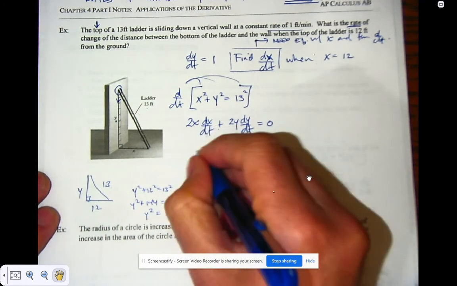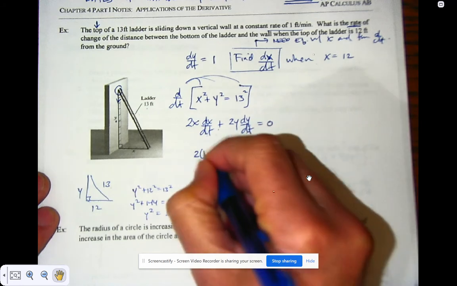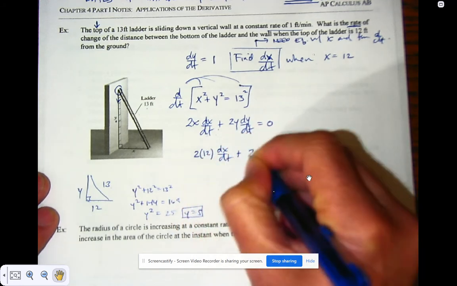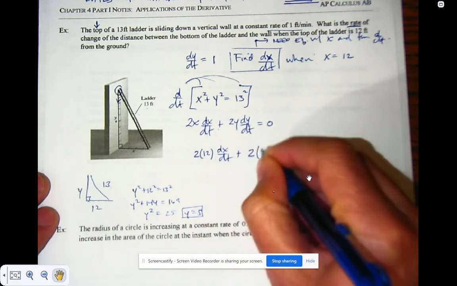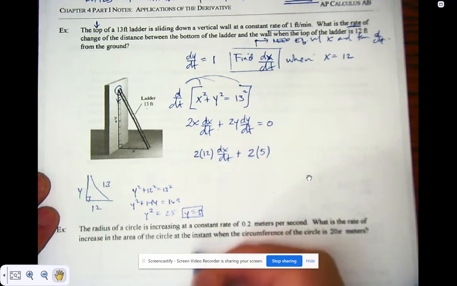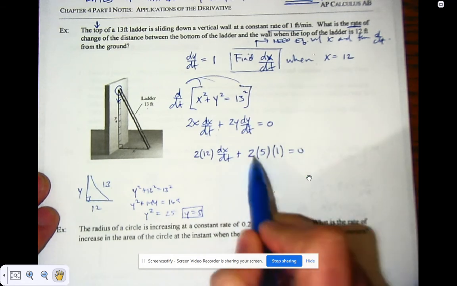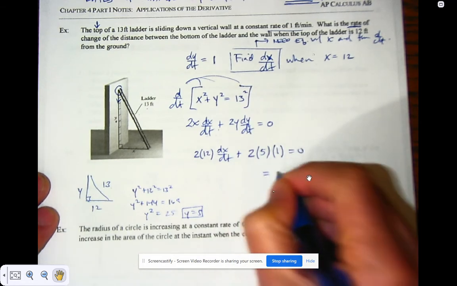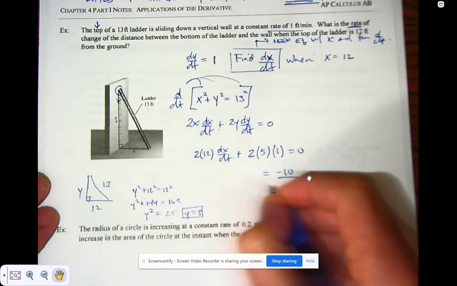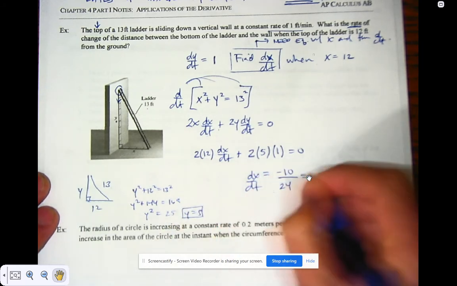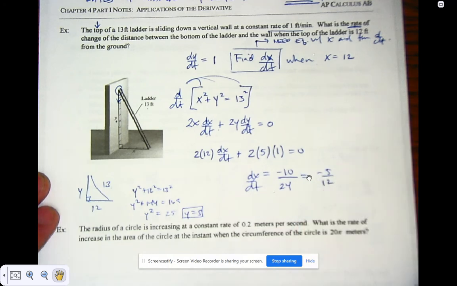So there's the 2. So that's 2. When x is 12, find dx/dt. That's 2. We now know y is 5 at the same time when x is 12. And dy/dt is 1. And so this is 10. If I subtract it from the other side, it becomes negative, and divide by 24, and that would give me dx/dt. And that reduces to negative 5/12.